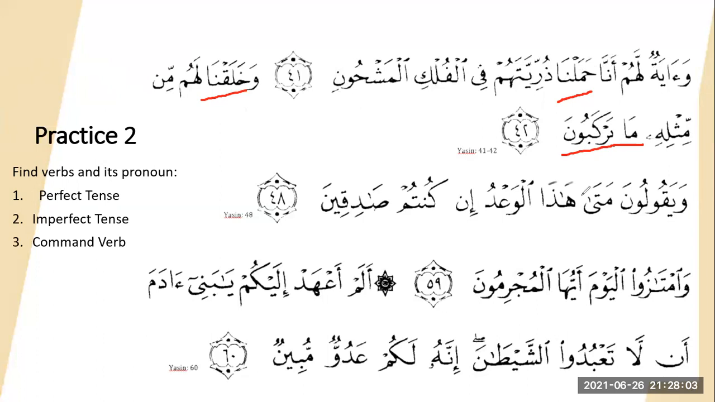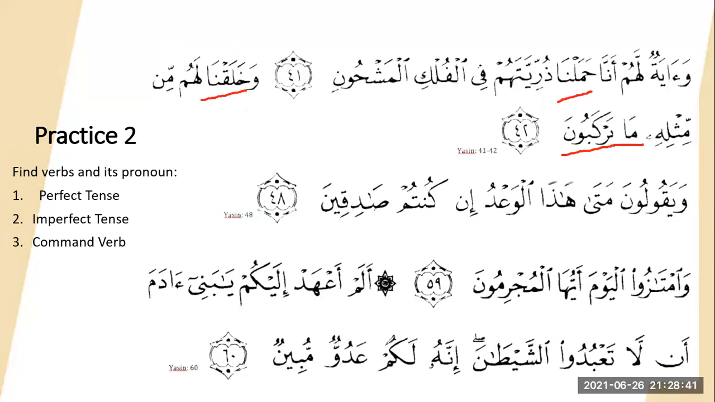Raqaba means to ride. To board a ship, to ride a ship, to board a bus. So yarkabun, they ride. Now the sentence: wa khalaqna lahum, and we created for them min mislihi, from what is similar to it, ma yarkabun, that they ride on, just like ships. Fulkil mashhun is a fully laden ship. So that's how yarkabun becomes a verb.